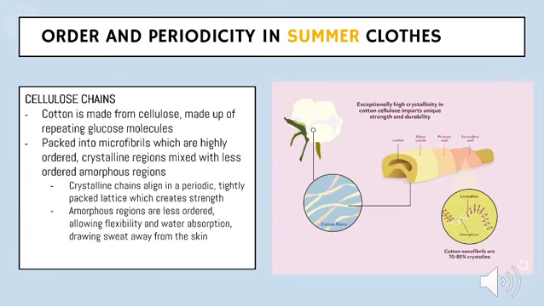Cotton shirts are also made from cellulose chains, which are composed of repeating glucose molecules, and these chains are packed into microfibrils, which contain crystalline regions that are tightly packed, thus giving the cotton shirt its strength and durability, while also containing amorphous areas that are less ordered, allowing flexibility and water absorption. This draws sweat away from the skin.